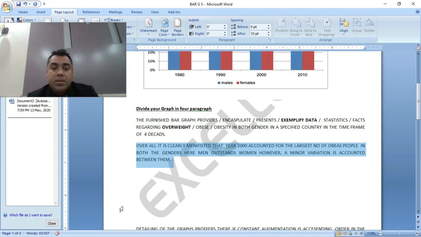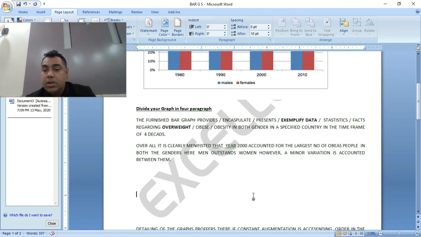Overall, it is clearly manifested that year 2000 accounted for the largest number of obese people in both the genders. Here, men outstand women. However, a minor variation is accounted between them.